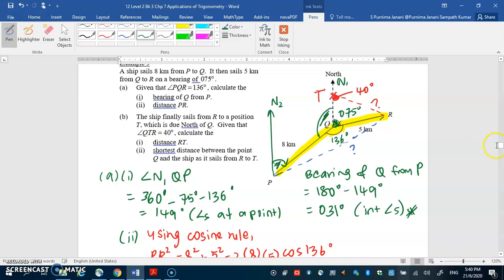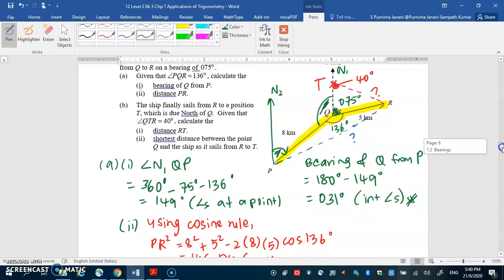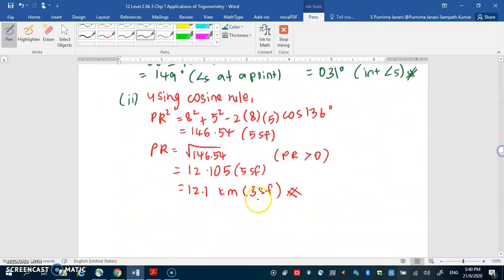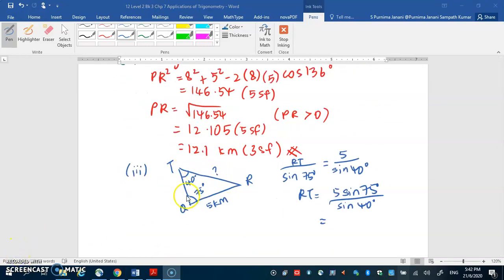Okay, RT, let me redraw the triangle. So I redrew the triangle from above and I get this. 40 degree here, 75 degree here. I want to find RT. I use sine rule. RT over sine 75 is equal to 5 over sine 40. So for RT, I will get 7.5135 to 5SF. But I will just write the final answer to 3SF. So that's 7.51 km.